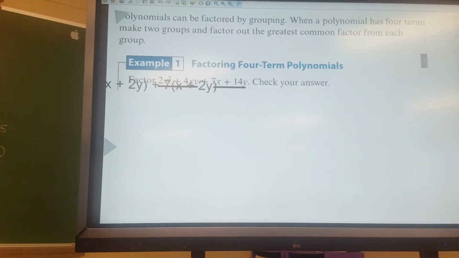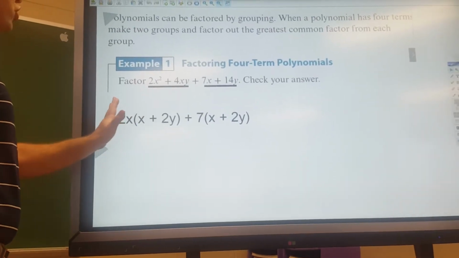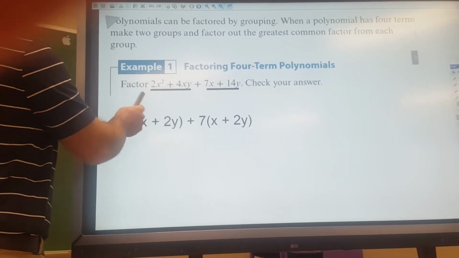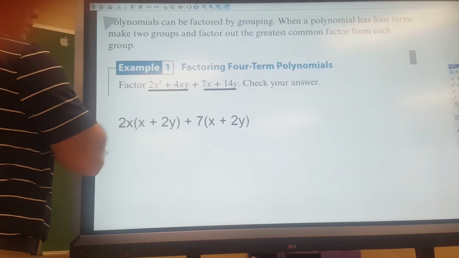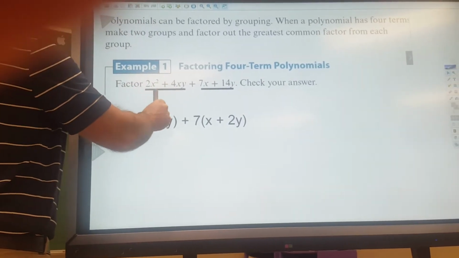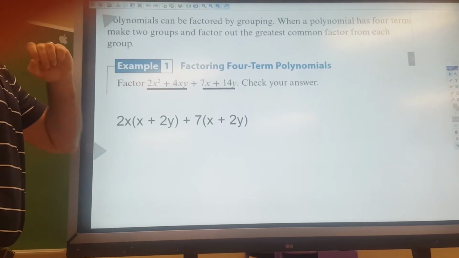All right, so we look here. We're going to factor out a 2x with this term. So what would we have left over? Well, I took out a factor of 2 and x, so I'd have an x left over. We took out 2 and x of this one, so we'd have a factor of 2 and y left. If we were to distribute it, we get right back to where we started.